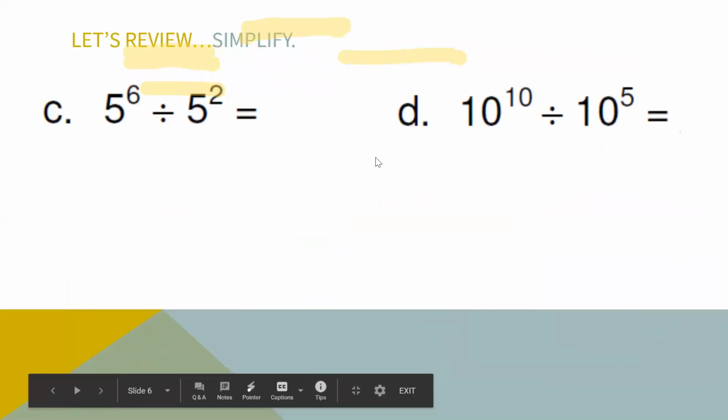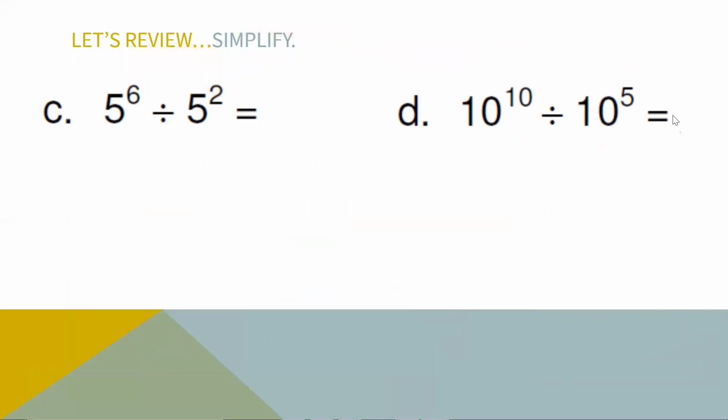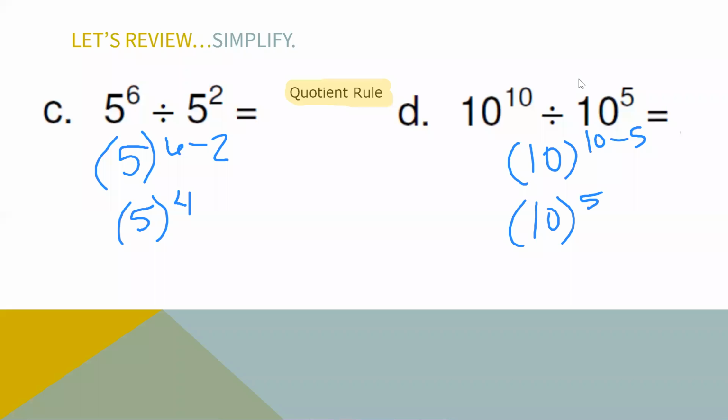Let's move into some division. Here are two problems that you should know how to do. Pause the screen and try these two problems. I know for these two problems, I'm going to be using that quotient rule. The quotient rule tells us when we have a base and an exponent divided by a base and an exponent, we're actually just subtracting those two exponents. So for the first one, part C, we have 5 to the 4th power, and for part D, we have 10 to the 5th power.